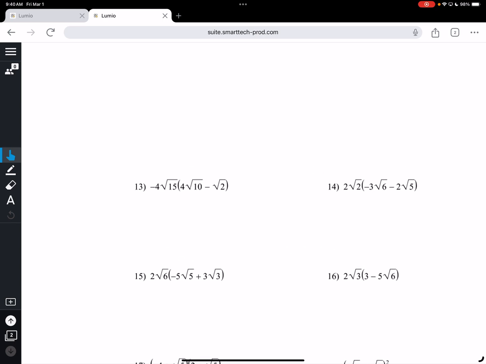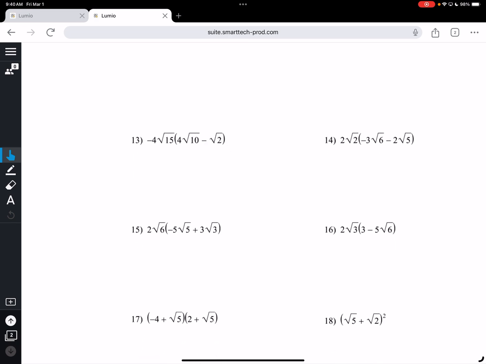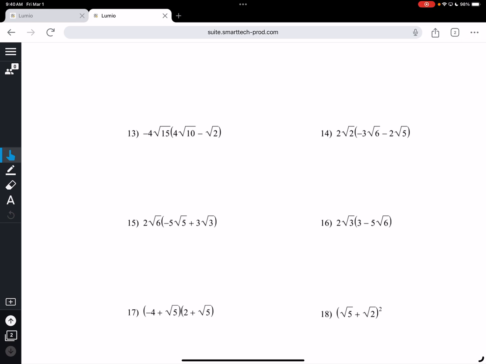I know it's fun. Radical. Okay, this is going to be a little bit of simplifying going on here. So take your outer number. Let's do those first. So negative 4 times 4 is what? Negative 16. Then we're still working with that first number. Radical 15 times radical 10. 150. 30 and 5.